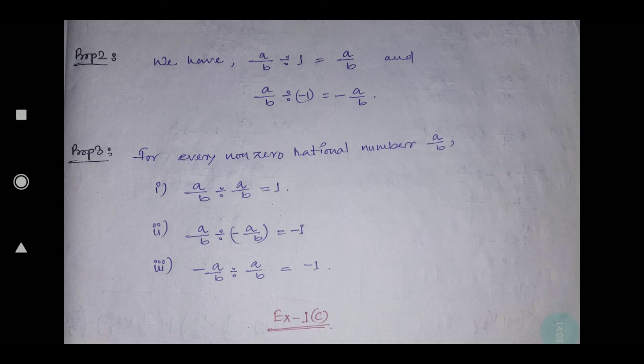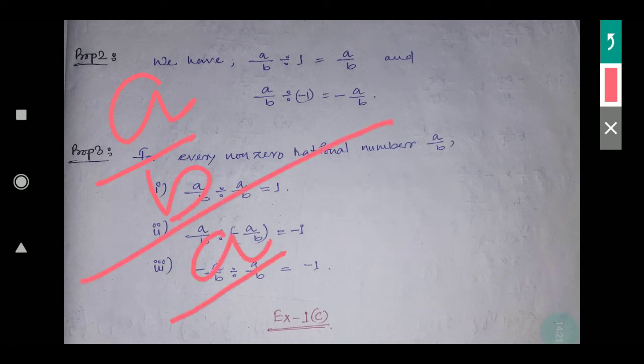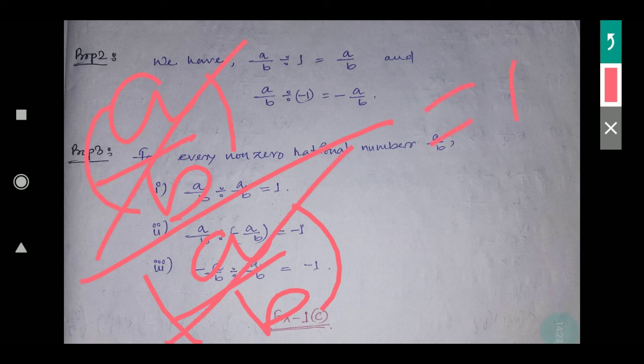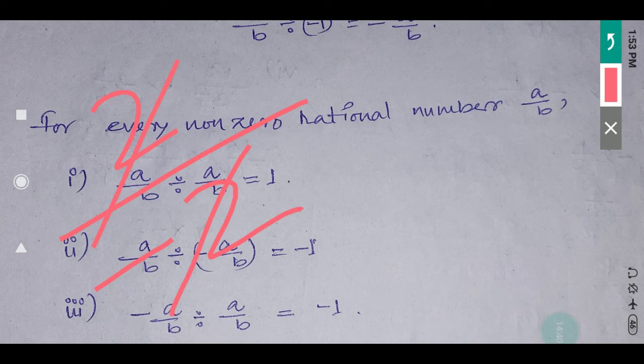For every non-zero rational number A by B, if you divide A by B, then you will get 1. See, if you divide A by B, that means the same number you have divided, so A by B will get cancelled. That means you will get only 1. And if you divide A by B by the negative of that number, like this, suppose 2 you have divided by minus of 2, this 2 will get cancelled. Then here what will be there? 1 by -1, that means -1 only.